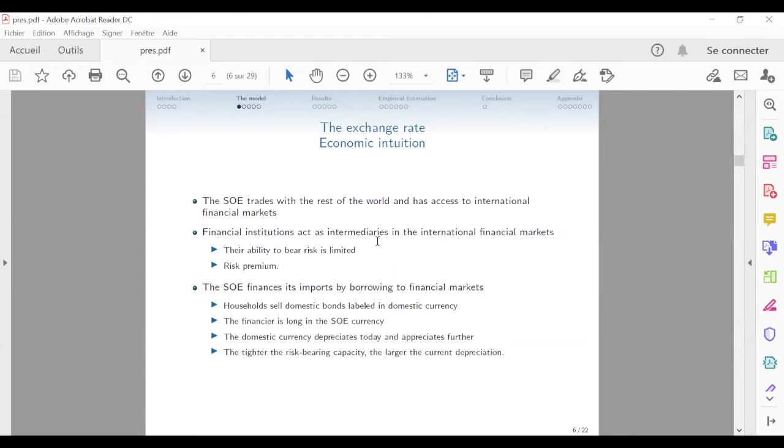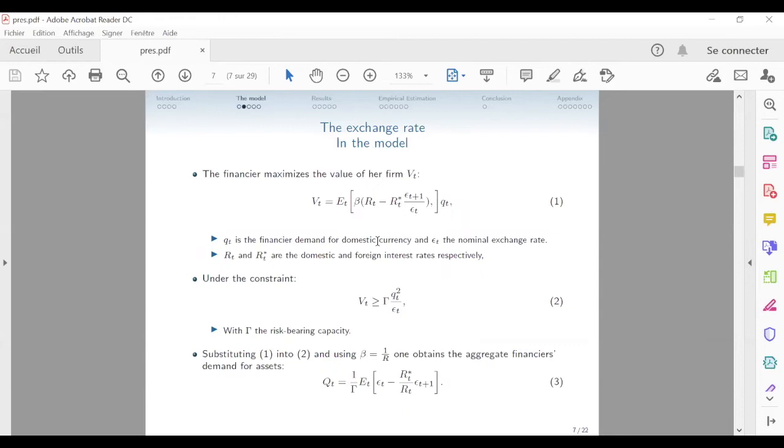What is really important here is that the higher the risk, so the lower the financial risk-bearing capacity, the larger the depreciation at first and the larger the appreciation further, in the sense that the larger appreciation will allow the financier to be remunerated more for holding the risky currency. So here we clearly see that the movements in the exchange rate in our model are totally related to this financial risk-bearing capacity. So now, how do we model it?